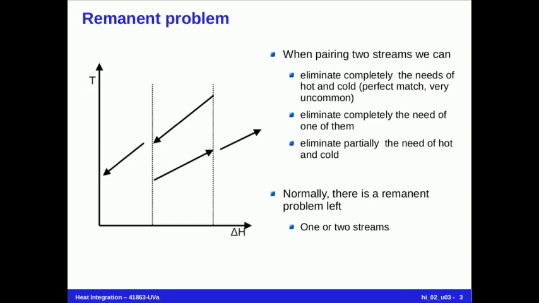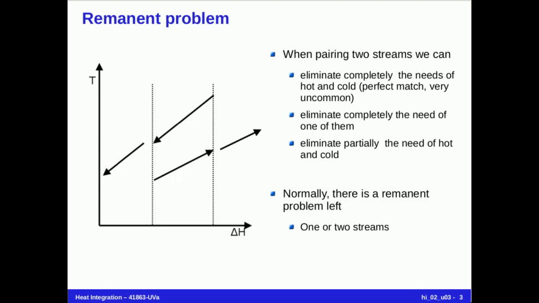One last concept of interest is that of a remnant problem. When pairing two streams, we can eliminate completely the needs of hot and cold, that is, the needs of the hot exactly equal the needs of the cold. This is one possibility. Another one is to eliminate completely the need of one of them. Imagine, for example, a big hot stream and a short cold one. Then, when pairing, the needs of the cold stream are completely eliminated.